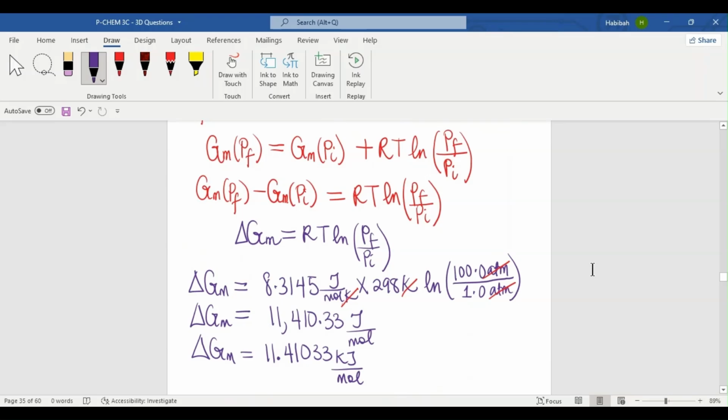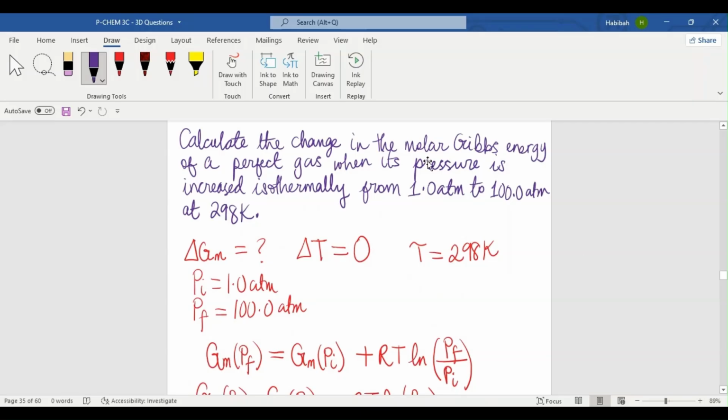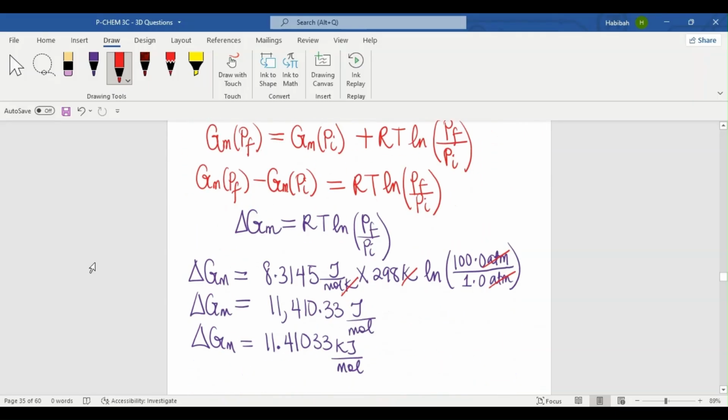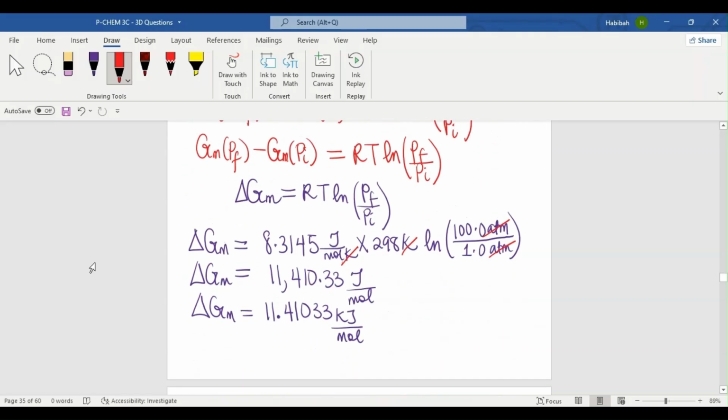But one thing you're also supposed to keep in mind whenever you're dealing with a chemistry question is to look at how many significant figures are given in the initial question, for questions that involve multiplication. We see that we've got two significant figures for 1.0 atmosphere, four significant figures for 100.0 atmosphere, and three sig figs for the temperature value. So what you're supposed to use is the lowest number of significant figures, and that's going to be the answer.